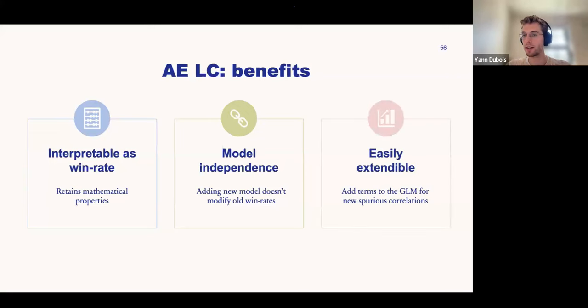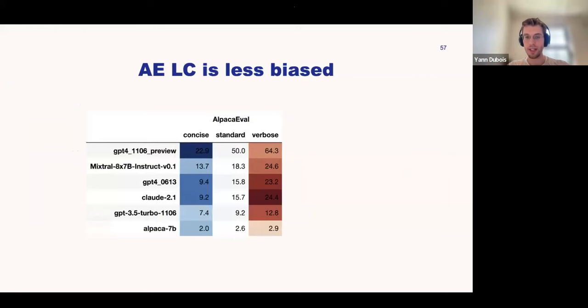And finally, it's easily extendable. Right now we only talked about this spurious correlation for length, but you can use a similar technique for many different spurious correlations, just by adding a new term in this GLM. Great. So all of this, let's see whether it actually works.